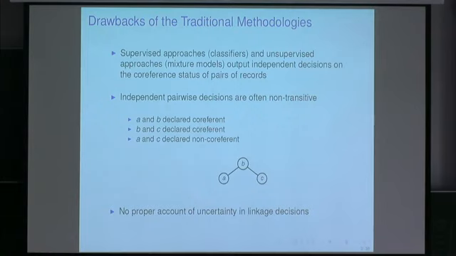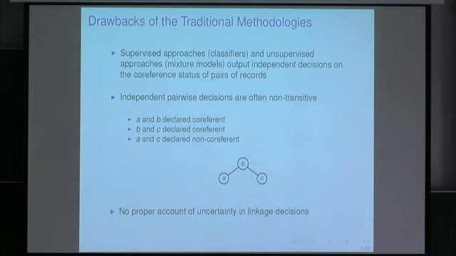And as far as I know, there isn't a principled way of doing that. Some people take the transitive closure, but then you are saying that a linkage decision is more important than a non-linkage decision, right? And at the end of the whole process, there is no proper account of the uncertainty in the linkage decisions that you are taking.